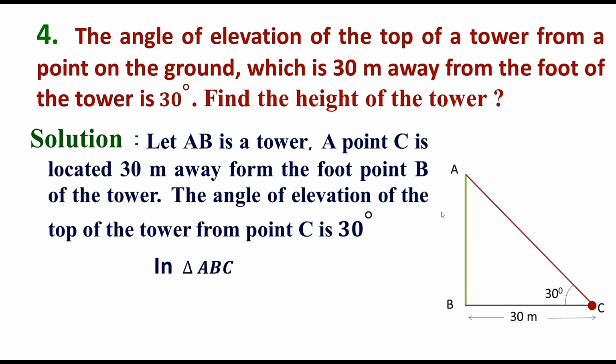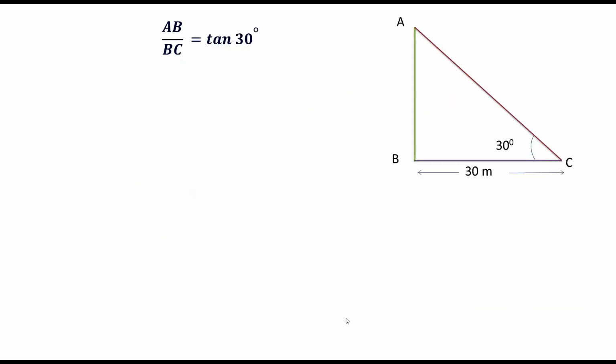So in triangle ABC, AB by BC, AB perpendicular and BC base. So the ratio between perpendicular and base is also equal to tan. So AB by BC is equal to tan 30 degree. And now substituting the value of BC, because AB is unknown, BC is equal to 30. So AB divided by BC is equal to 1 by root 3, because the value of tan 30 is equal to 1 by root 3.